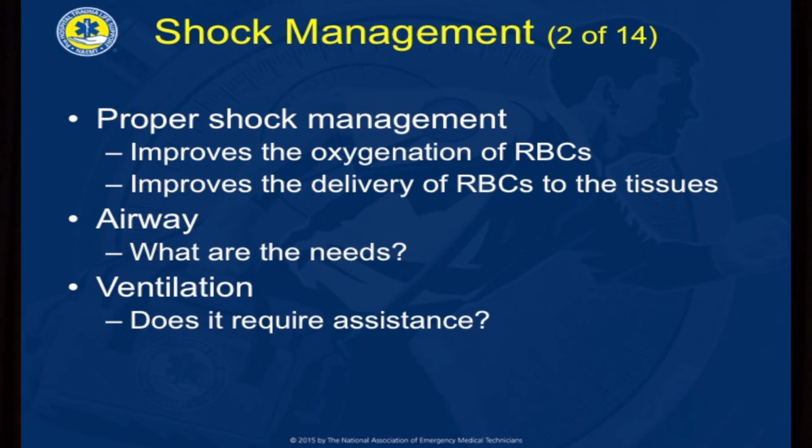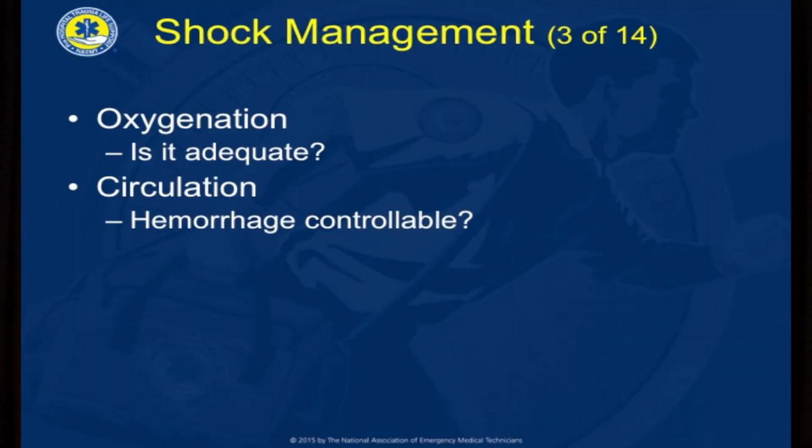So airway, we need to make sure that it's clear. Ventilation, we need to make sure that they're ventilating properly, and if not, do we need to assist them or do we need to do it for them through intubation or the use of a supraglottic airway? Will bagging help enough, or do they just need some oxygen, supplemental oxygen for that? Circulation, control that hemorrhage, control it early, stop the bleeding, save the blood. That's what's going to carry the oxygen that we're trying to give them.